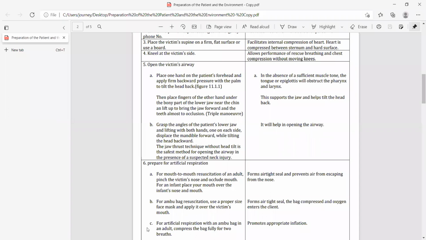Okay. So for an infant, place your mouth over the infant's nose and mouth. The infant is the baby, the children, they're very small. So when you give mouth to mouth or mouth to nose resuscitation, what happens is that your mouth will have to cover both the infant's nose and mouth. You have to open your mouth widely in such a way that your mouth covers the infant's nose and mouth, so that you can give resuscitation.